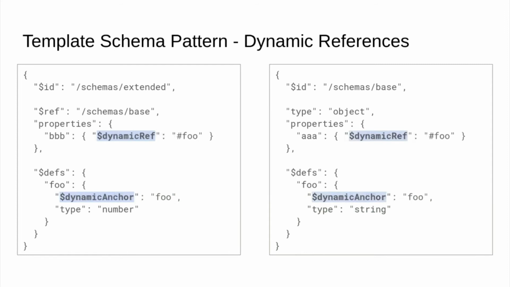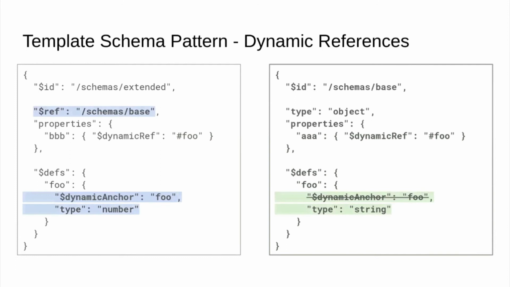Now let's change these to dynamic anchors and dynamic references. Dynamic anchors are just like regular anchors, except that they remain in scope when you follow a ref to another schema document. And dynamic ref is how you reference a dynamic anchor. So let's walk through validating a JSON instance against the extended schema. Evaluation starts by looking for any dynamic anchors in the schema. From this point, any dynamic reference to foo in the schema or anywhere we get refed to will end up here.